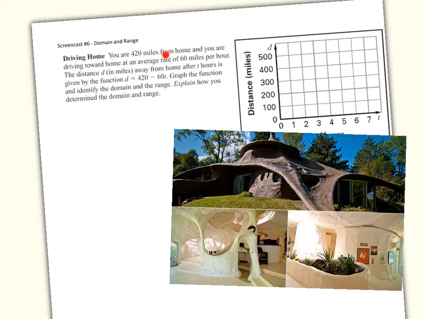You are 420 miles from home, and you are driving toward home at an average rate of 60 miles per hour. Not bad. The distance d in miles away from home after t hours is given by the function d is equal to 420 minus 60t. In other words, d represents the distance you are from your home, and t represents how many hours you have been traveling to get to your home.